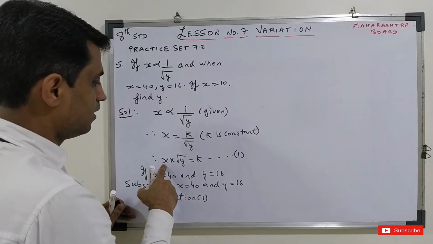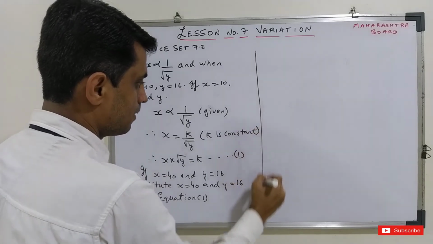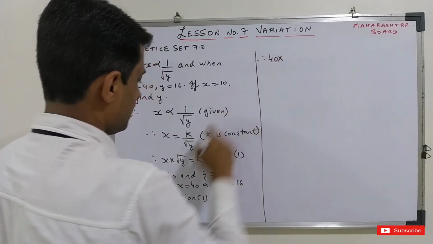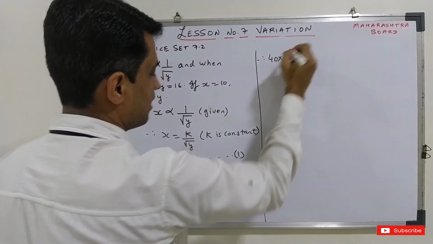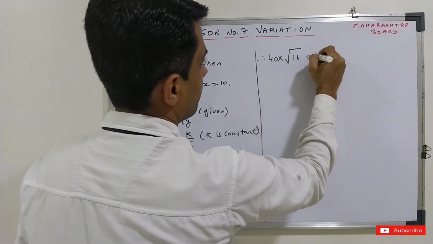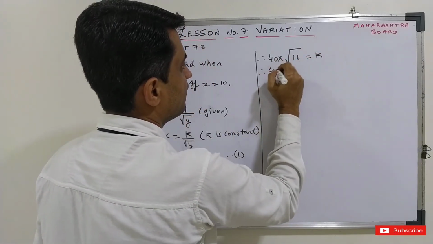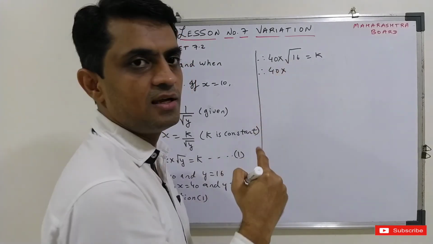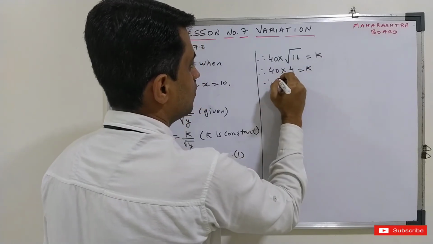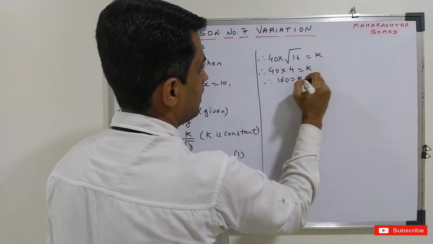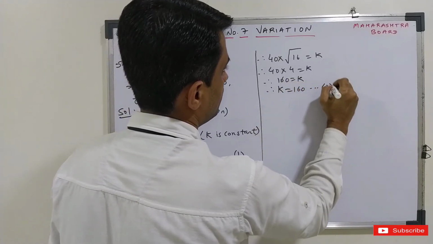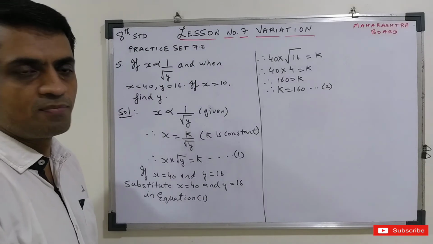So let us substitute. Instead of x, what will we put? We put 40. And instead of y, what will we write here? Root will come as it is. Instead of y, 16 is equal to k. So what will we get? 40 into, what is the square root of 16? 4. So you got 160 is equal to k. Therefore k is equal to 160. This is statement number 2. It is also called the constant of proportion.